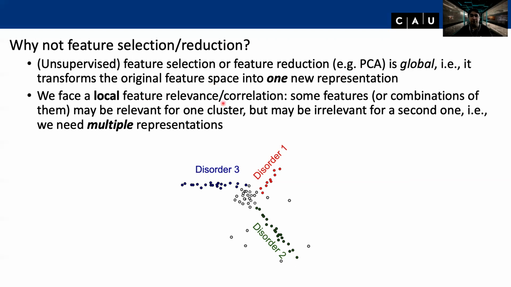So we face a local feature relevance or correlation. Here we have a local relevance or feature correlation, here a second one, and here a third one. So some features or combinations of them may be relevant for one cluster, like this red cluster, disorder 1, but may be irrelevant for the others. So this correlation here is completely irrelevant to this disorder here or to this disorder here. Therefore, we need multiple representations of these local correlations, and this is where we reach our limits with PCA.